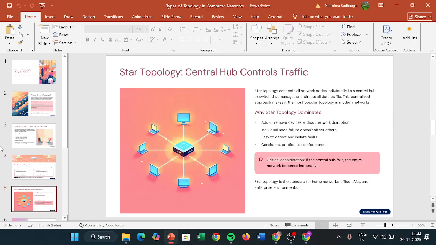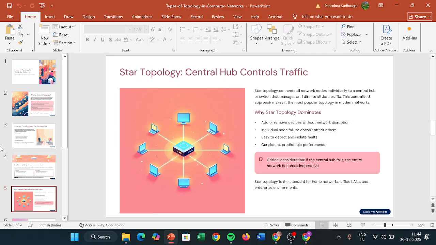And the next one is star topology. Star topology connects all the network nodes individually to a central hub or switch that manages and directs all the data traffic. So apart from others, it has a central hub that controls everything in the network. This centralized approach makes it the most popular topology in modern networks.